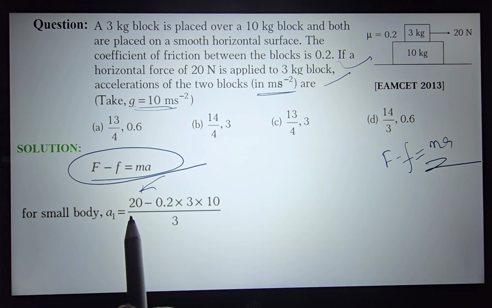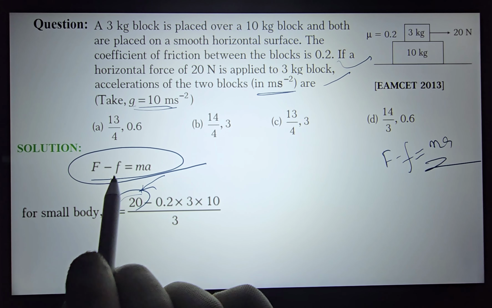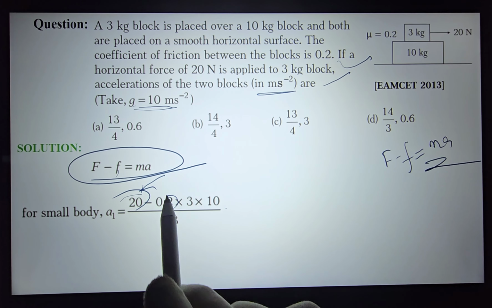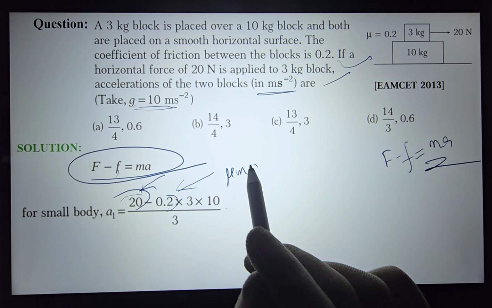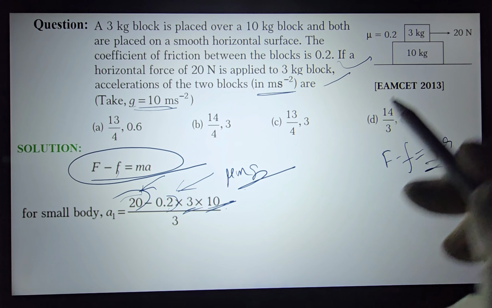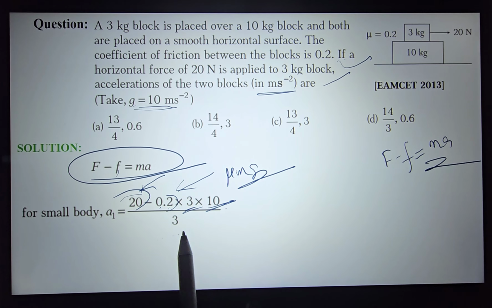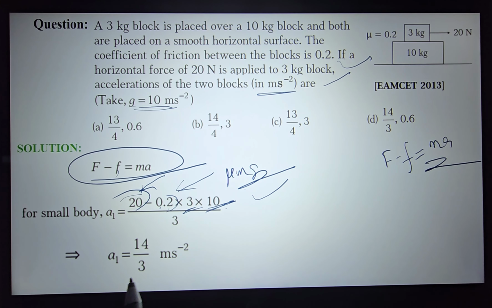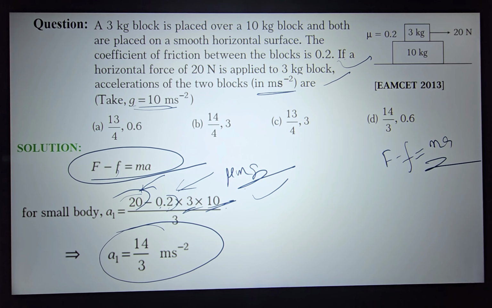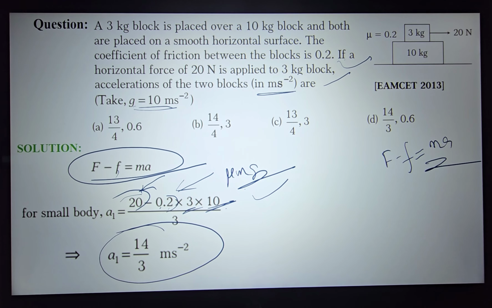So this is F, which is capital F, 20, and this is f, which is mu into m into g. Mu is 0.2, this is mu into m into g. Okay, the value of g is 10 and small m is 3. The value of mu is given here, written here as 0.2. If you put in the values properly, the value of acceleration will come, friends. A1 comes out to be 14 by 3 meter per second square. Now this is A1. Now similarly you can calculate the value.